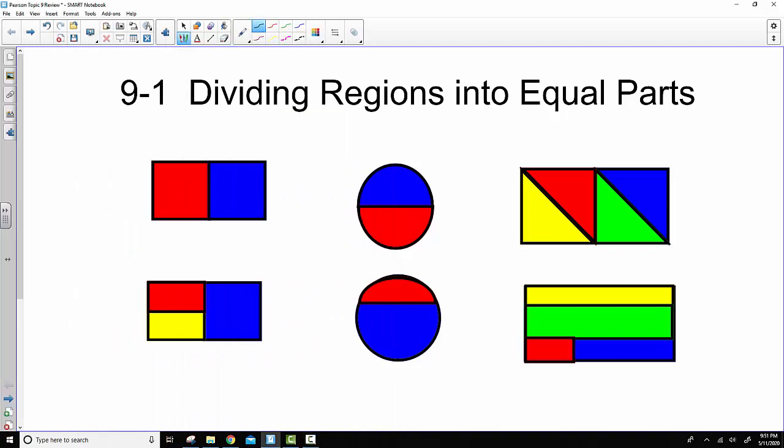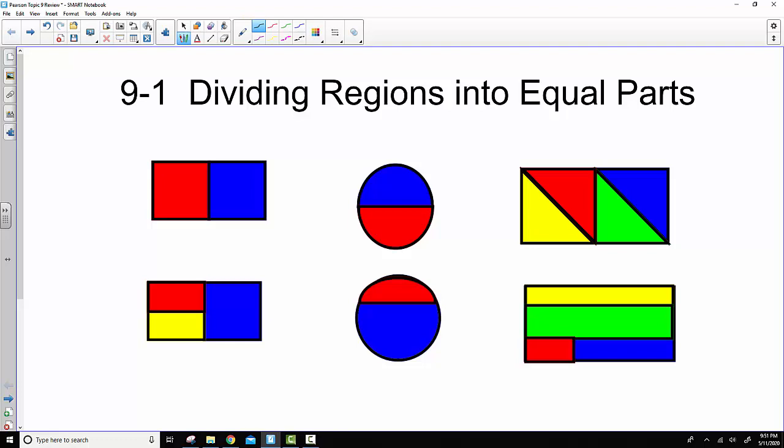To review the concepts of fractions, let's start from the beginning. When we divide figures into regions, each of the regions must be divided into equal parts. On the top row, we have 3 different plane figures divided into different regions.